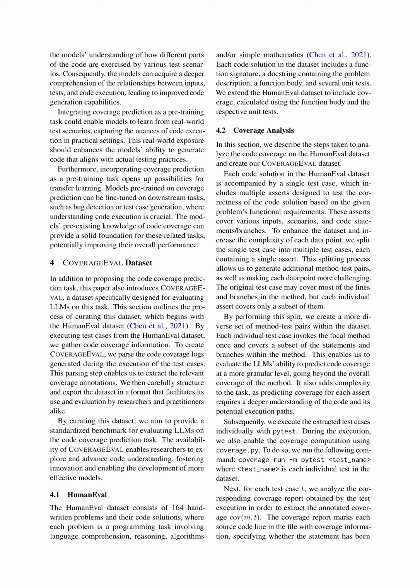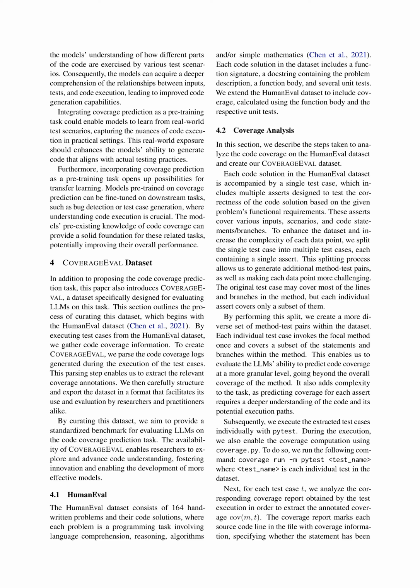dataset. Each code solution in the HumanEval dataset comes with a single test case, which includes multiple assertions designed to test the correctness of the code solution based on the problem's functional requirements. These assertions cover various inputs, scenarios, and code statements or branches. To make the dataset more complex, we split the single test case into multiple test cases, each containing a single assertion. This allows us to generate additional method test pairs and makes each data point more challenging. The original test case may cover most of the lines and branches in the method, but each individual assertion covers only a subset of them.